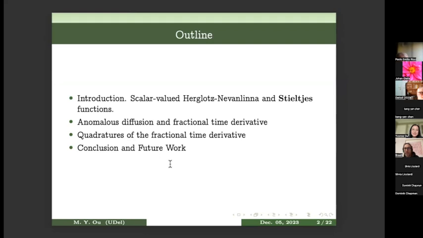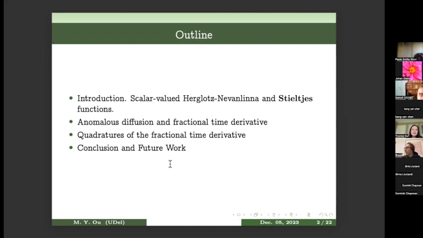And then after that, I'm going to switch gears to something very applied, where you will see the fractional time derivative. I'm going to give you some background about why it is there, and it's related to anomalous diffusion. So I'm going to explain where it comes from. So mathematically, what does it mean?